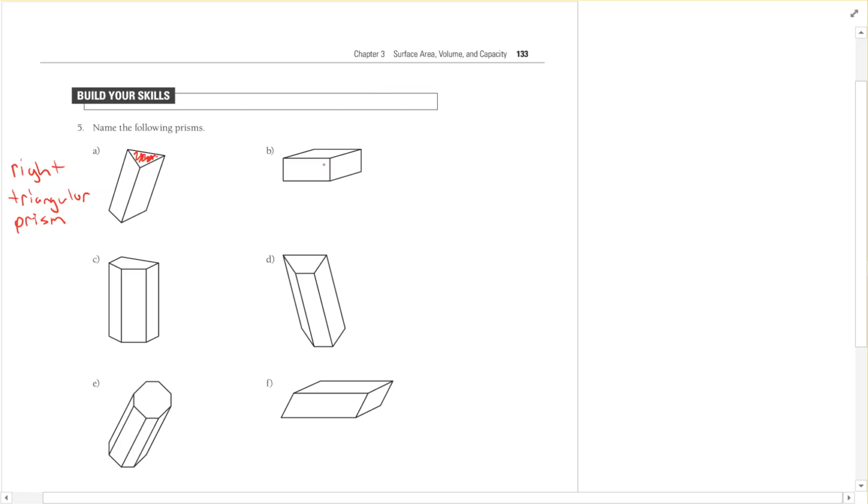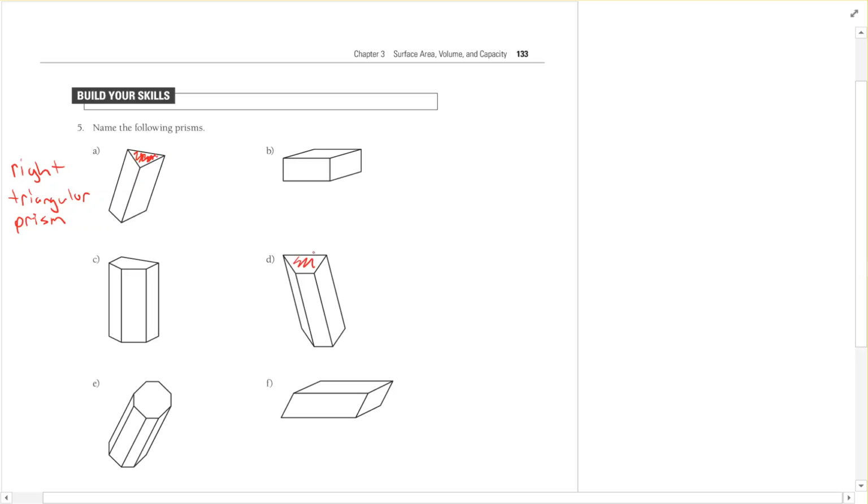B, well, that's going to be right again, right? So it's going to be a right rectangular prism. Okay, C, well, what's it called when you've got 5 sides? So 5 sides of that shape. Well, it's going to be a pentagon, right? And it's right because it's straight up and down. And they're all prisms. So it's just going to be a pentagonal right prism.